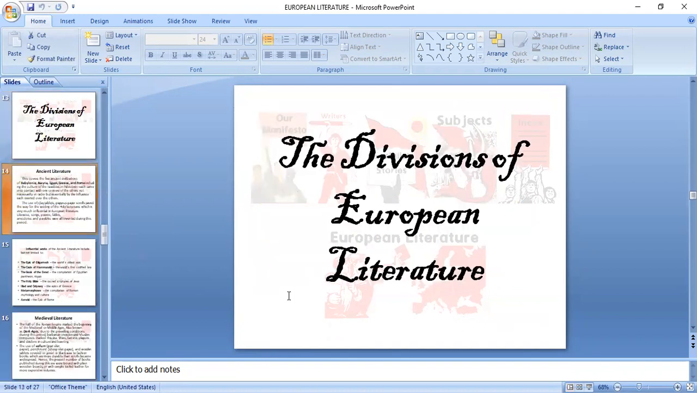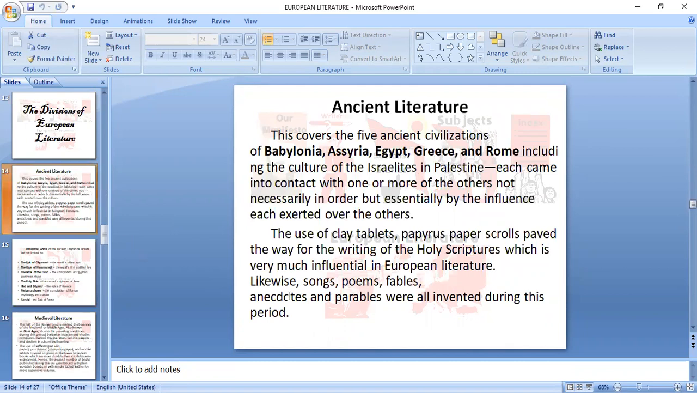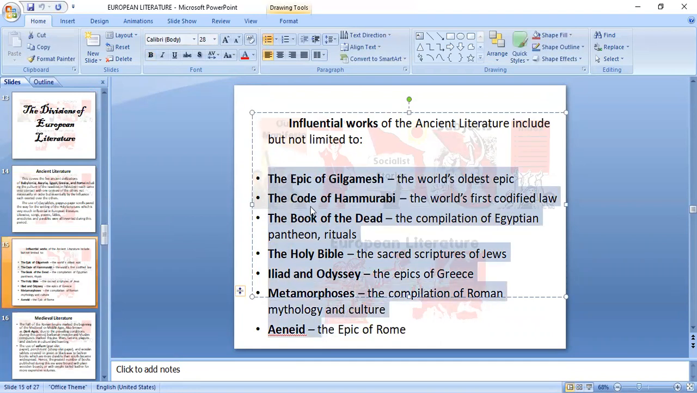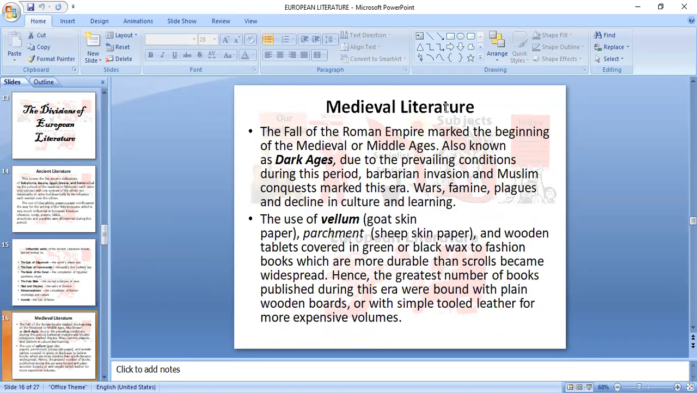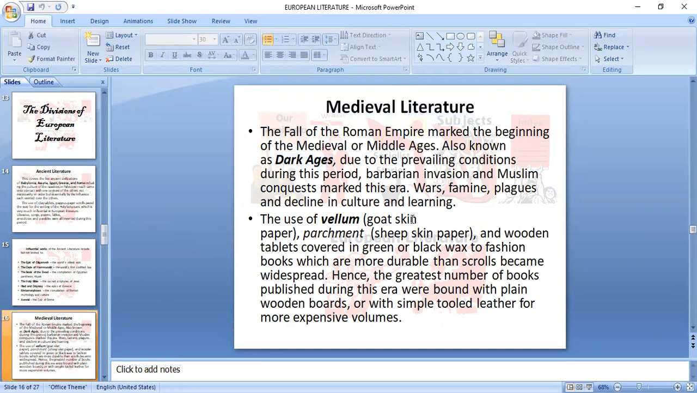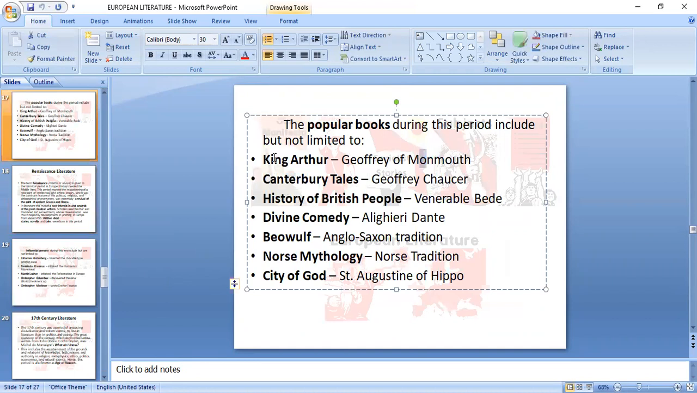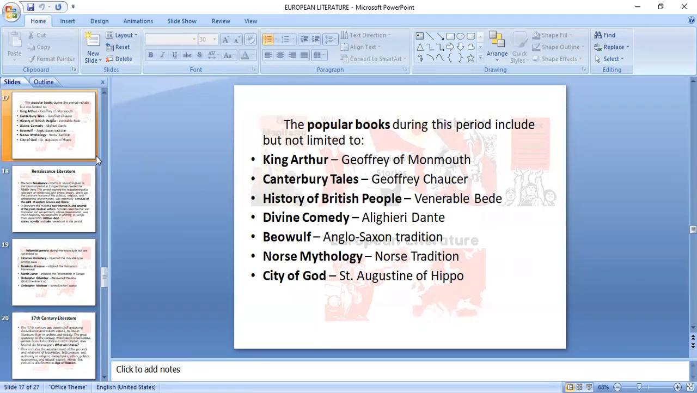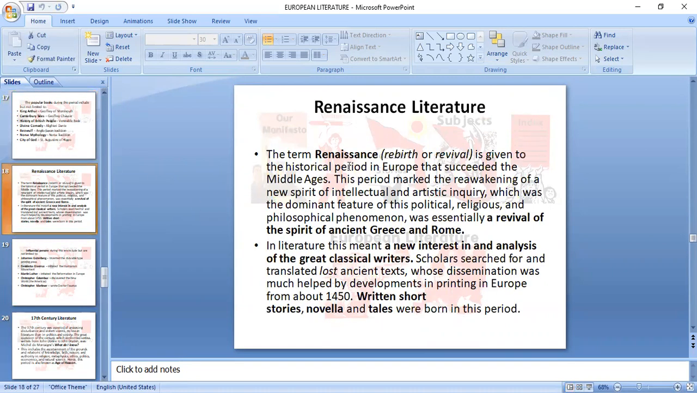Next, the division of European literature, we have the ancient. Supposedly in the ancient literature, all of this is in your head. We have 7 influential works in ancient literature. The next, the medieval literature. The medieval is called the Dark Ages, okay? In the Dark Ages, we have how many? There's also 7. We have 7 literary works in the medieval or the Dark Ages.